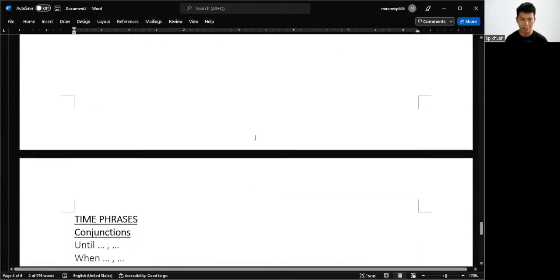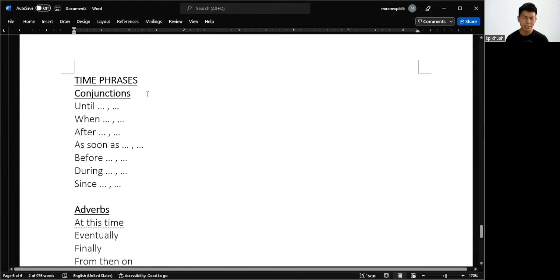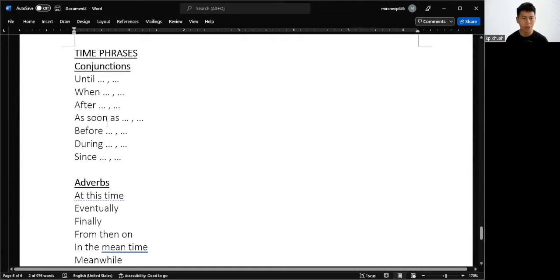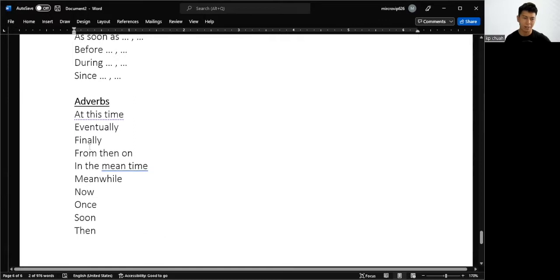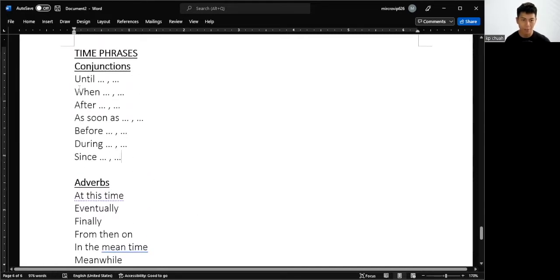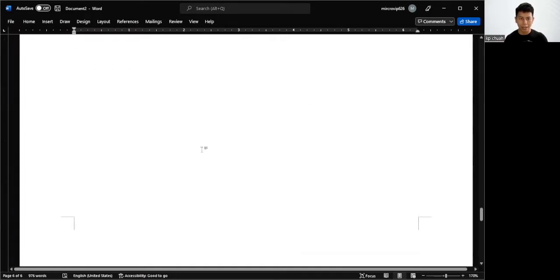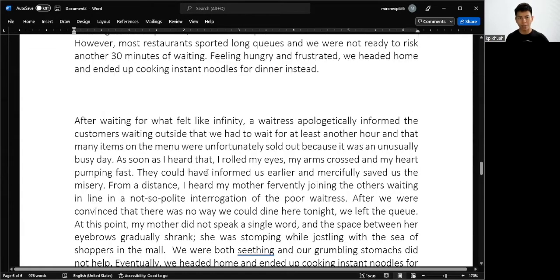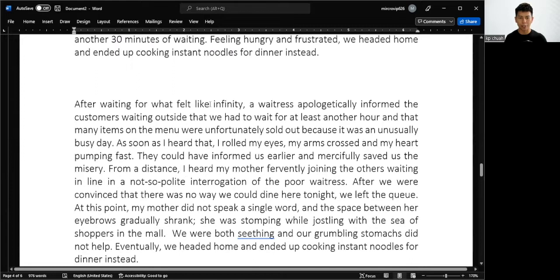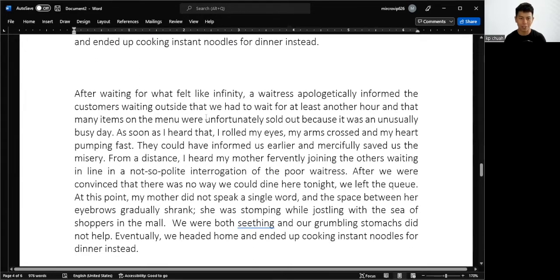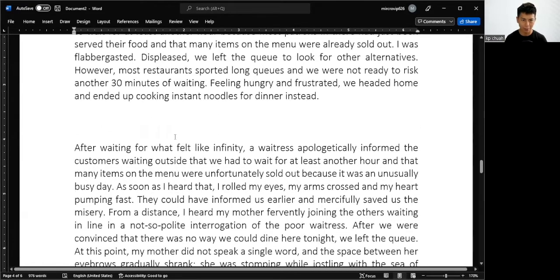And the time phrases are, there you go. Time phrases are basically phrases or words like conjunctions, words like until, when, after, as soon as, before, during, since. And adverbs like at this point, at this time, eventually, finally, from then on, and so on. You can see a long list over here. My favorite is actually using the phrases from here because it allows you to craft what we call complex sentences. Let's have a look at an improved paragraph from what we had earlier. From here, we're going to improve it to here. I've written it before I shot this video, so you can see how it's different from the previous paragraph.